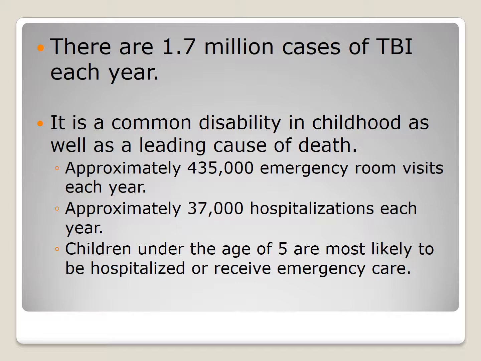There are approximately 1.7 million cases of traumatic brain injury each year. It is a common cause of acquired disability during childhood. Not only does it result in disability, but it is also a leading cause of death in childhood, resulting in approximately 435,000 emergency room visits and 37,000 hospitalizations annually. While all age groups are at risk for TBI, school-aged children and young adults are mostly affected, with children under the age of 5 years being at a higher risk of receiving emergency care or hospitalization than older children.